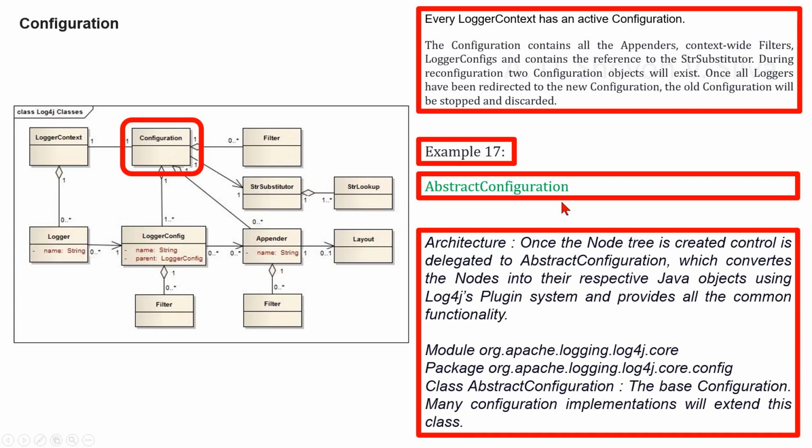Once the node tree is created, control is delegated to AbstractConfiguration, which converts the nodes into their respective Java objects using Log4j's plugin system and provides all the common functionality.